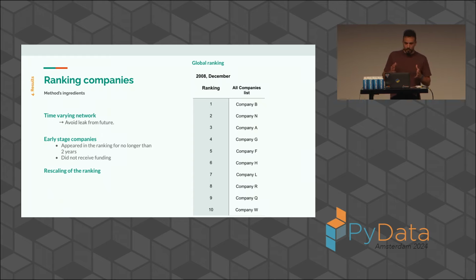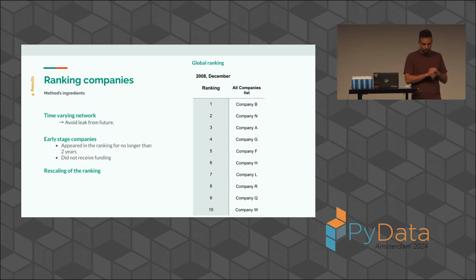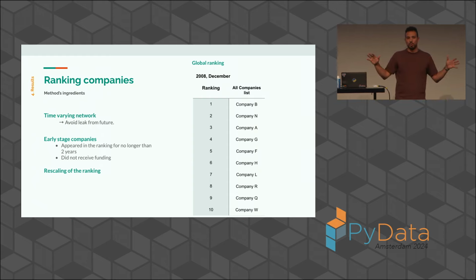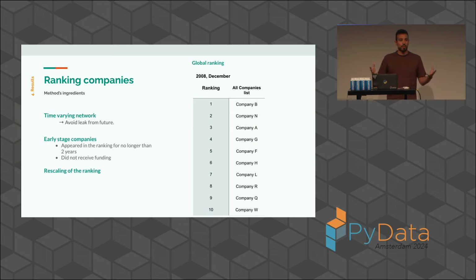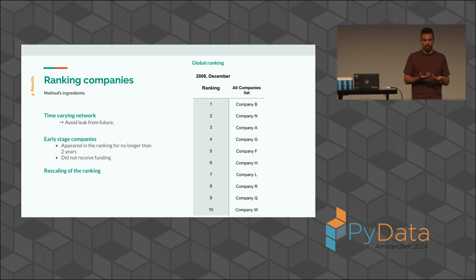Then, the first thing you have to do, like Sergey Brin and Larry Page were doing, is rank all the companies available at that time, not just the startups, because that's what the network is like. And then we want to select only the companies that are startups. So we need a criteria to define what a startup is.